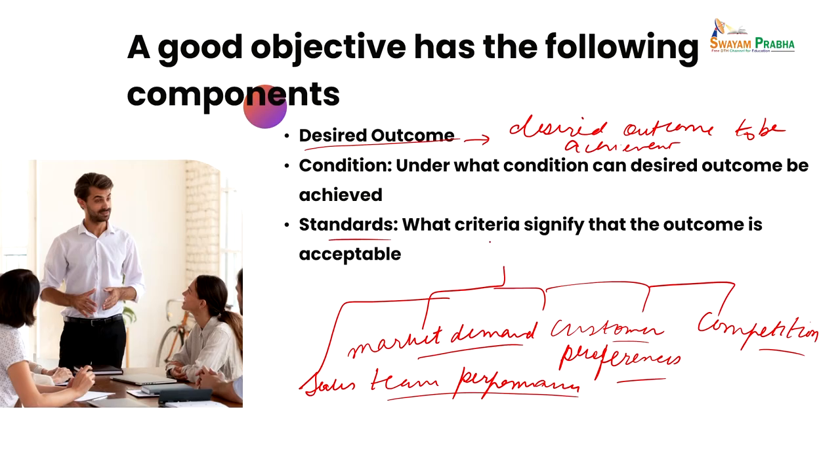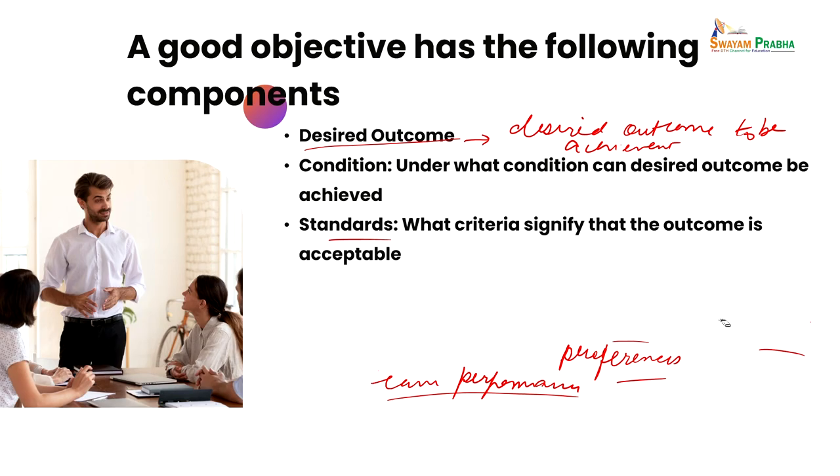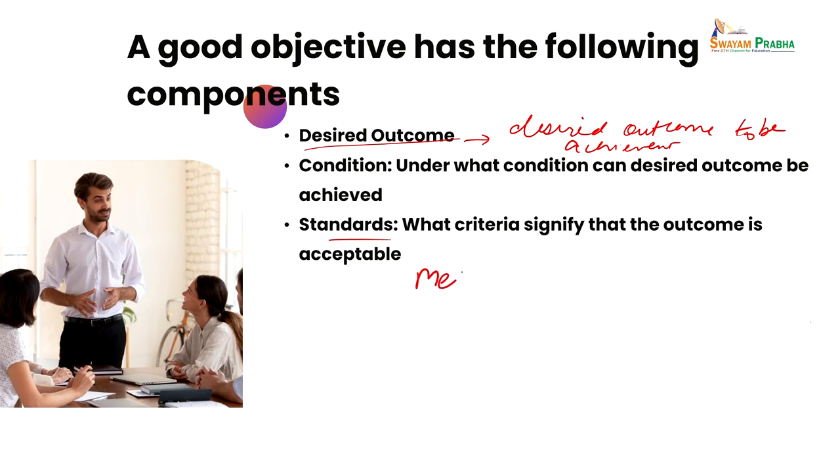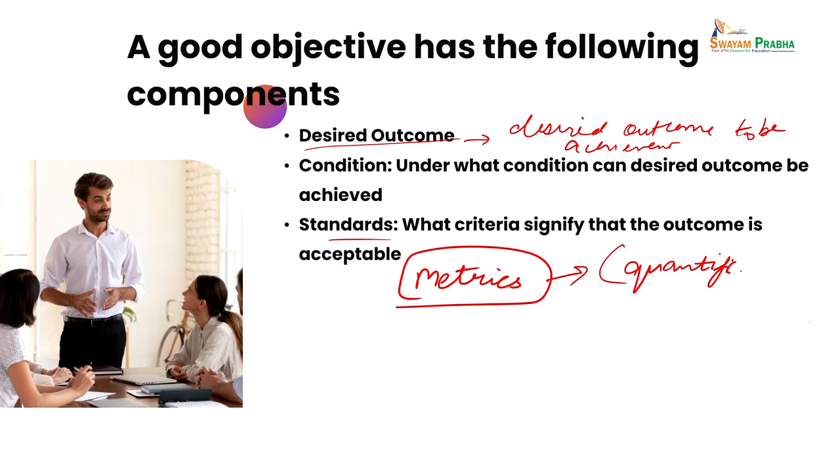Now would come the other aspect, that is standards. So a good objective should also have some kind of standards set. For example, what criteria signify that the outcome is acceptable? So you have to put it in concrete terms. It is always better to quantify the criteria. So for example, if the desired outcome is to improve the customer satisfaction, the standards may include various metrics. Again, the moment we use metrics, it is suggestive of some kind of quantification.